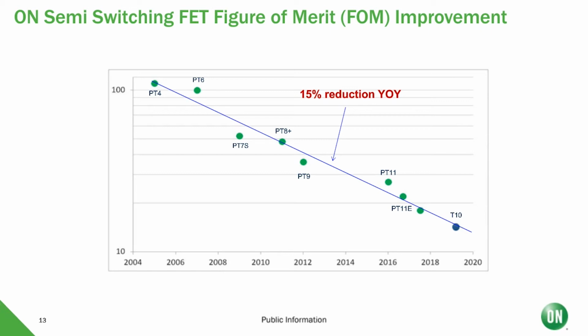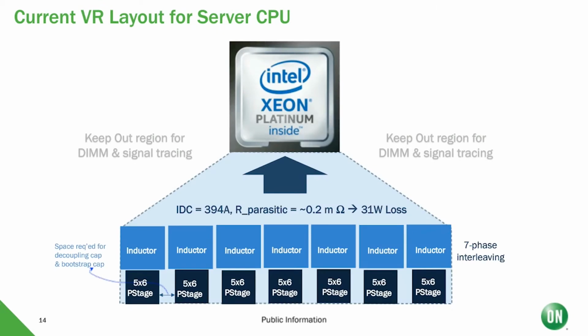Another way is, here what I'm showing is a typical layout example of the voltage regulator to support the Intel CPU. Here you can see that there is some distance from the CPU and the voltage regulator, and that's because of the keep out area that's required for DIMMs. On a typical server board layout, you would have the CPU in the middle and DIMMs on the side, running vertically on both sides of the CPU.